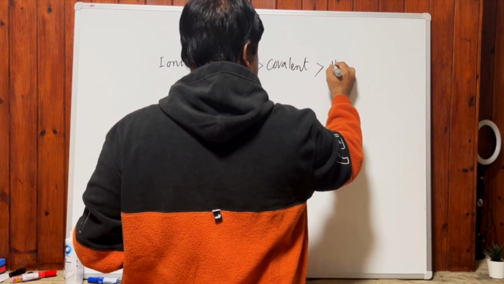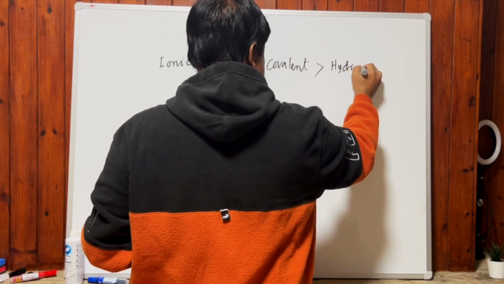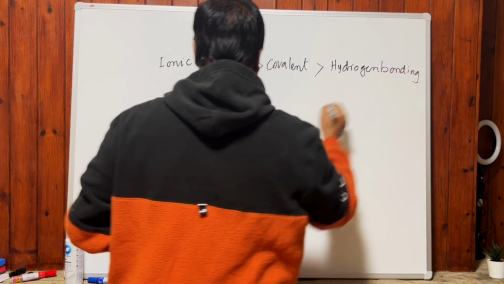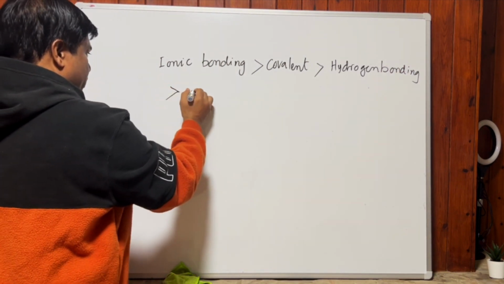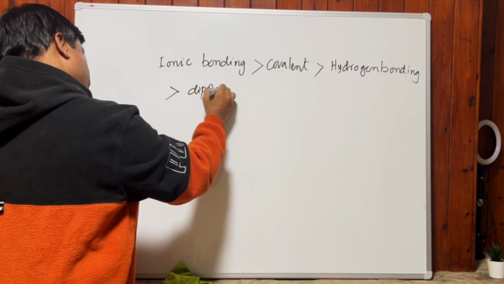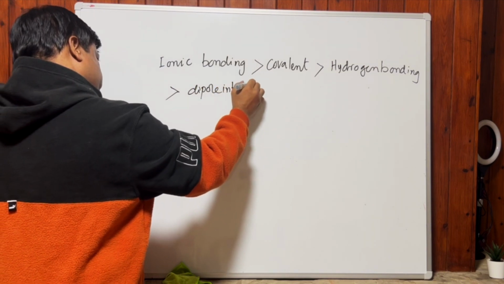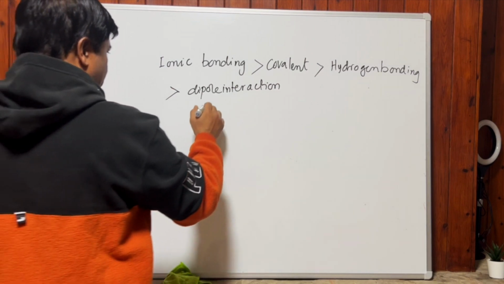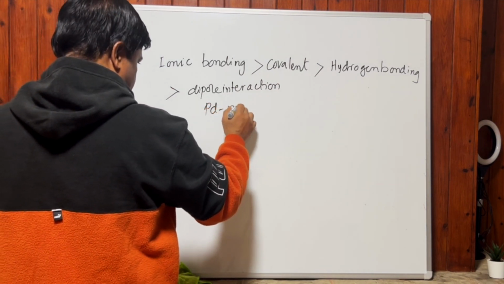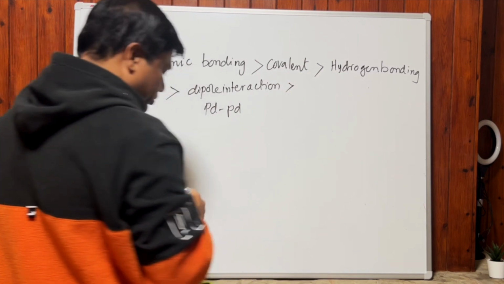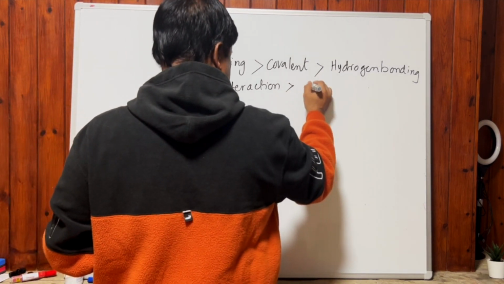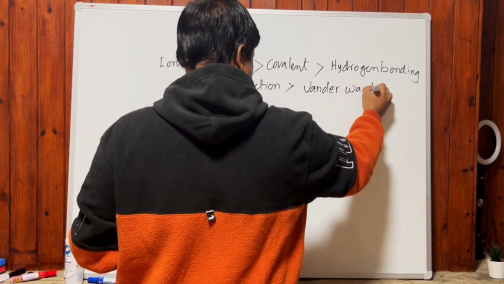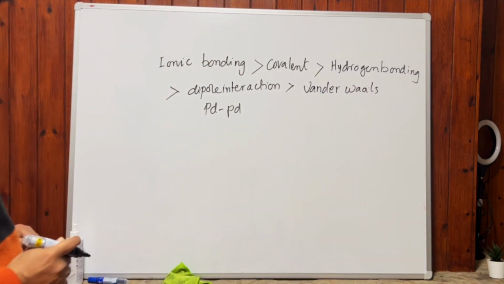Then we have hydrogen bonding, which is greater than dipole interaction. Dipole meaning PD, permanent dipole. Lastly, we have van der Waals force of attraction. That's the strength order.